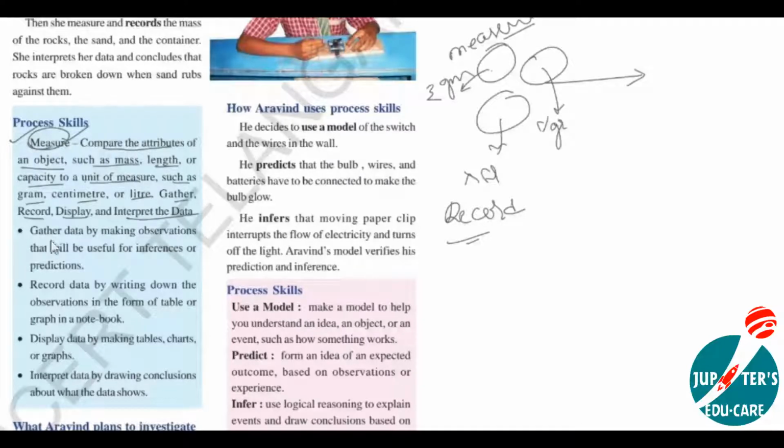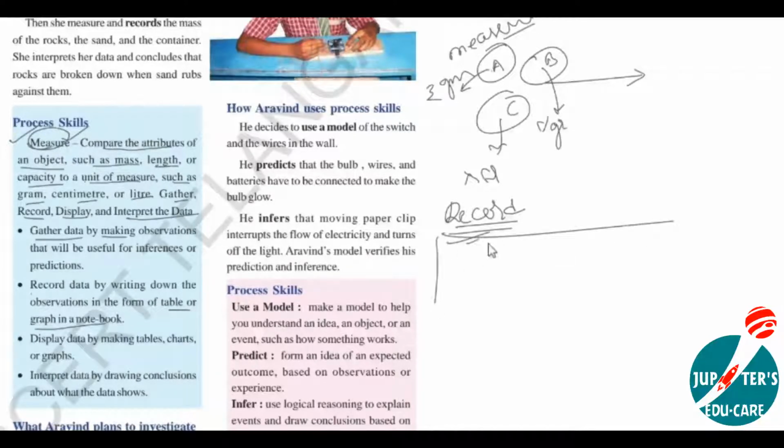So first one, gather data. Gather data by making observations that will be useful for inference or prediction. Then record. Record data by writing down the observations in the form of tables or graphs in a notebook. For example, how can she record this? For example, this rock A, this rock B, this rock C.